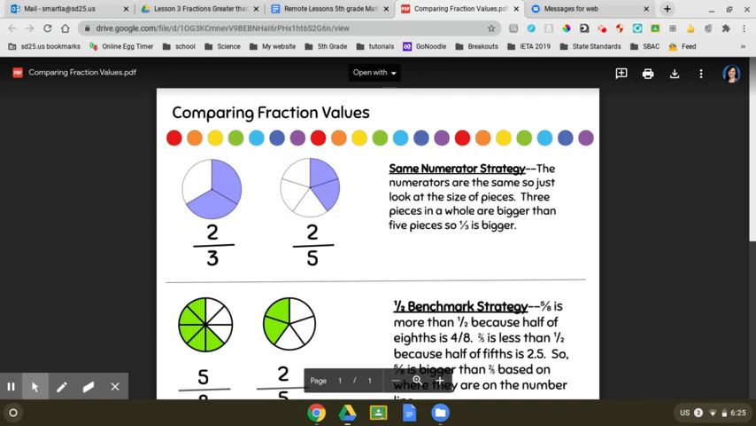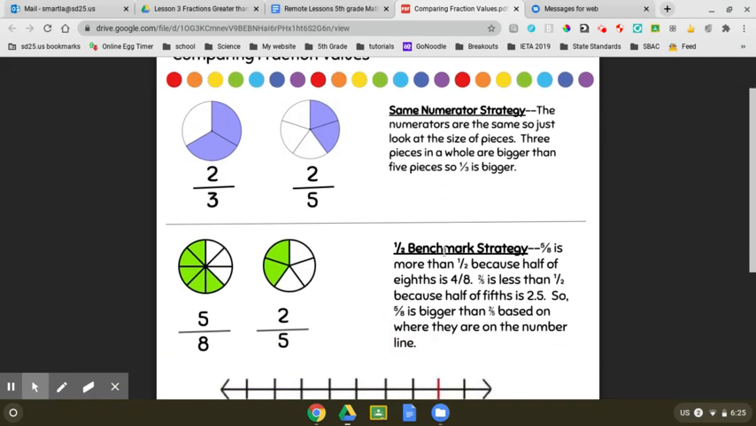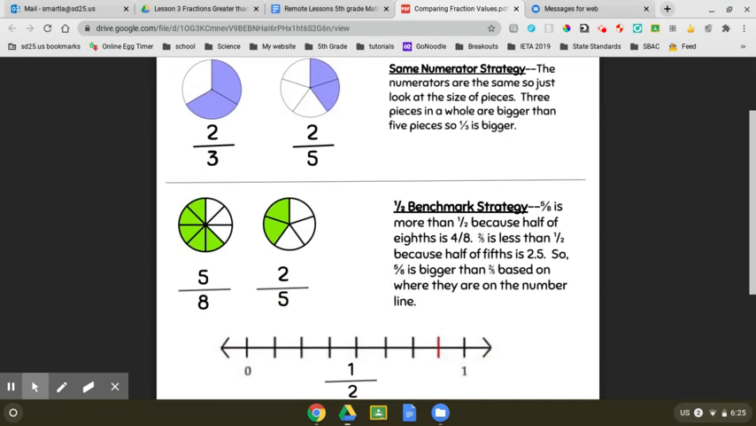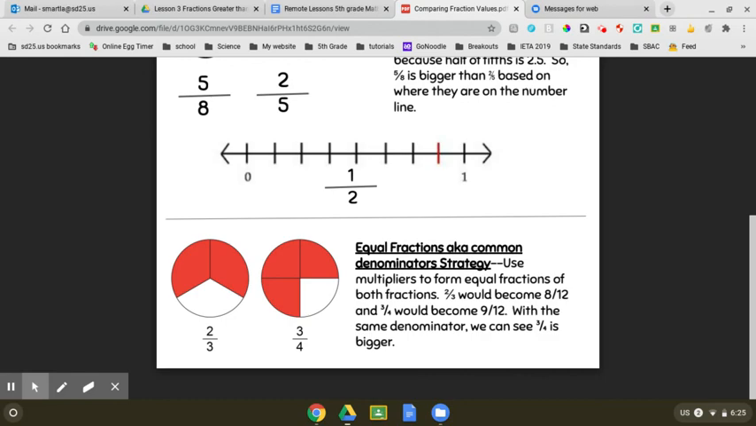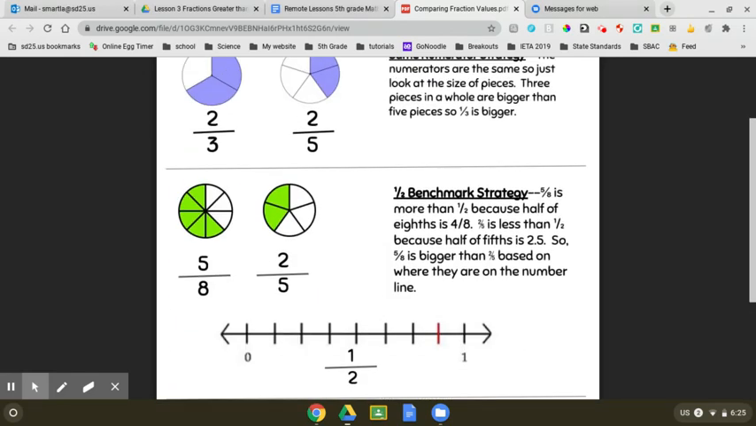Everyone, this is Mrs. Smart here, and we're here to talk about comparing fraction values. There's 3 different strategies we'll talk about: using the same numerator strategy, using half as a benchmark strategy, and then forming equal fractions, also known as common denominators.